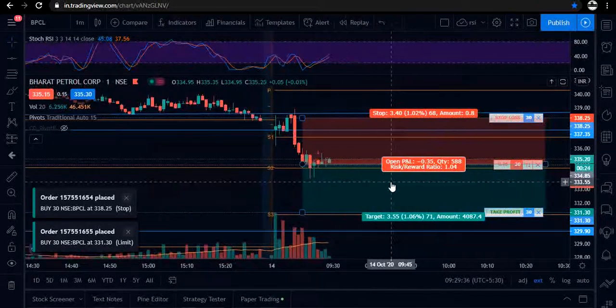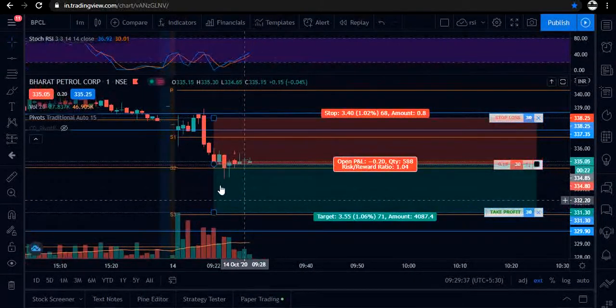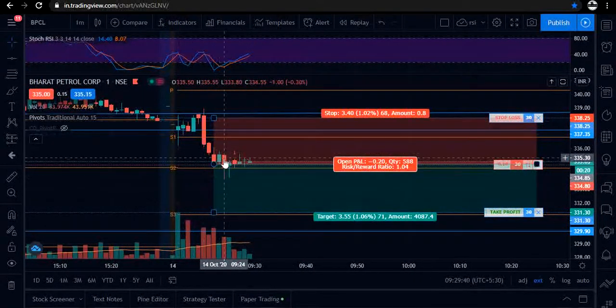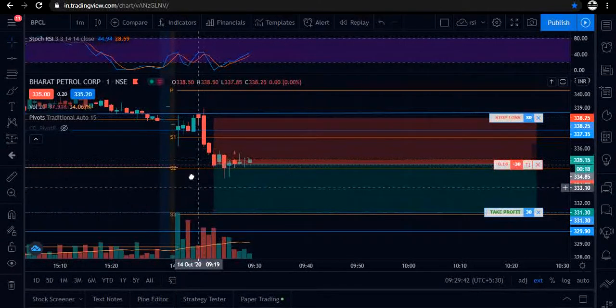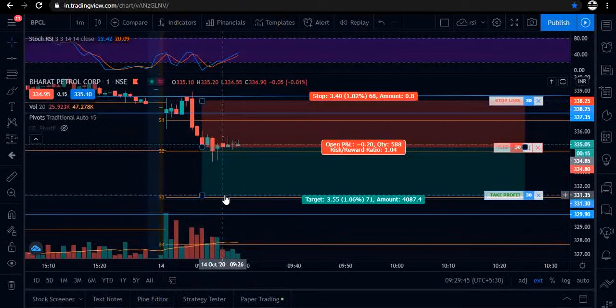So here you can see that after we entered the trade, it is spending some time here at S2. There is a chance that it will hit S3, and this is our stop loss.